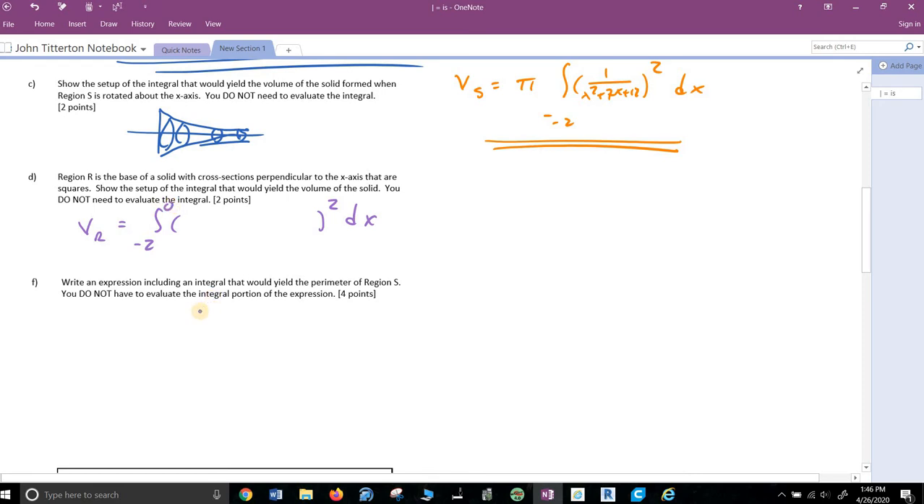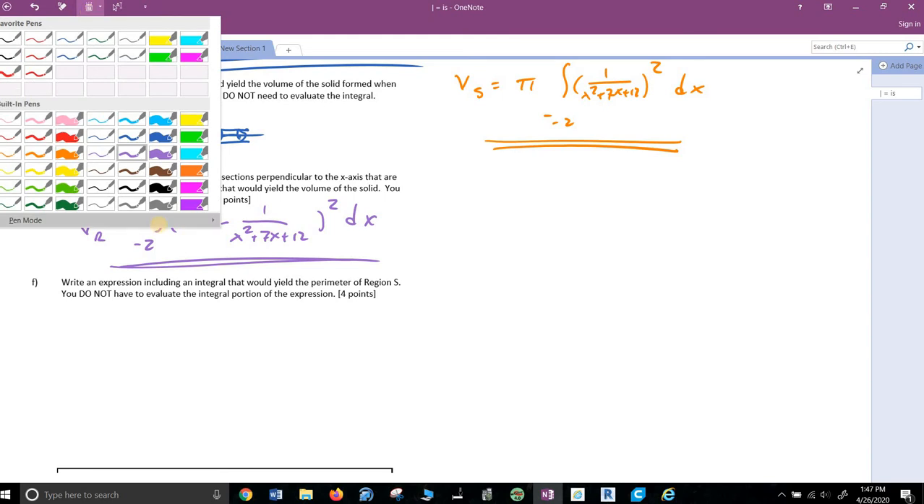And it's something squared. All right, so region R is that 0.5 minus 1 over x squared plus 7x plus 12. That's the side of the square. Square that. That's it, you're done. That's the whole problem. You can see how good of questions these are. They're very challenging to do, but if you know what you're doing, they go very, very quickly.